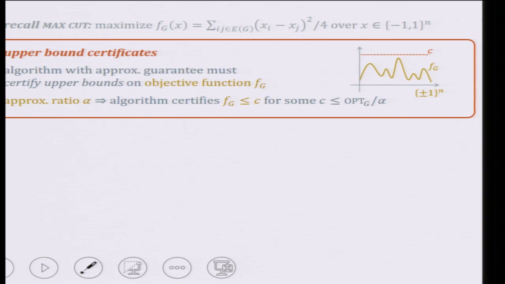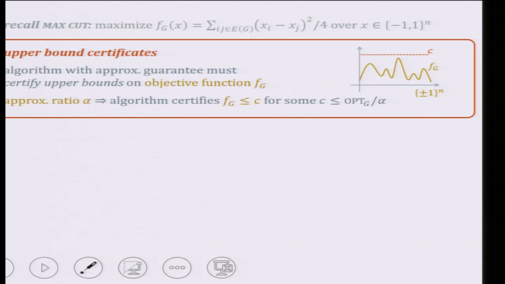So the starting point of this alternative viewpoint is the following simple observation. If you have some optimization problem like max cut, and you have some approximation algorithm for this problem which achieves an approximation ratio of alpha, it implies that the algorithm can certify upper bounds on the objective function, and the upper bounds are not too far from the true optimal value. In max cut, you try to optimize this quadratic function over the hypercube, and if I just give you this function, you don't know what's the largest value it takes. If you have an approximation algorithm, it allows you to certify an upper bound on the maximum value of this objective function, and this upper bound is promised to not be too far away from the true optimum value.